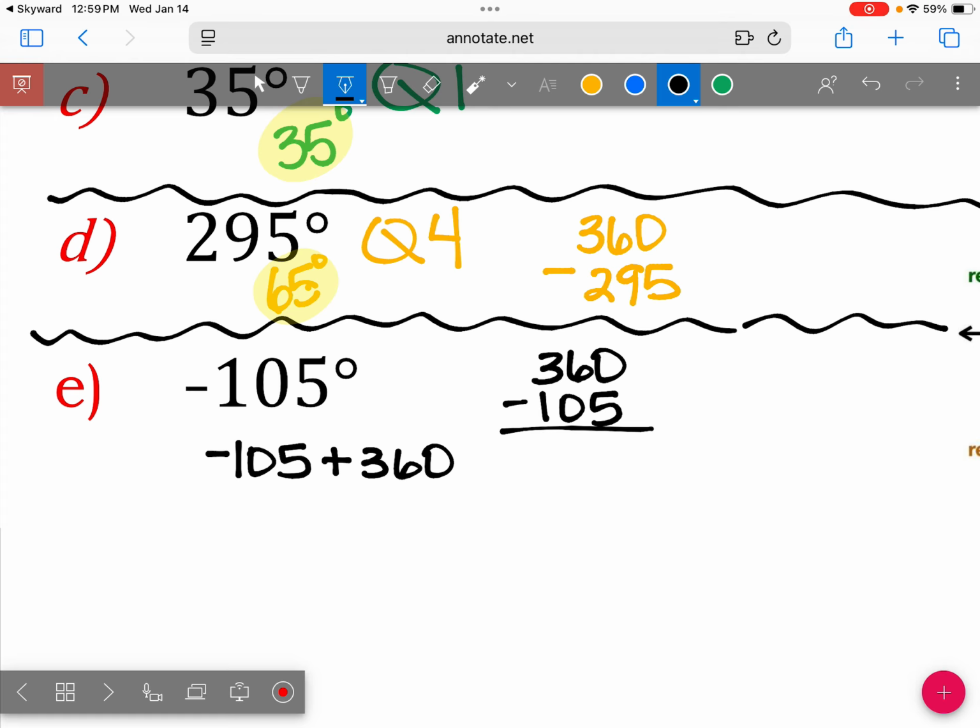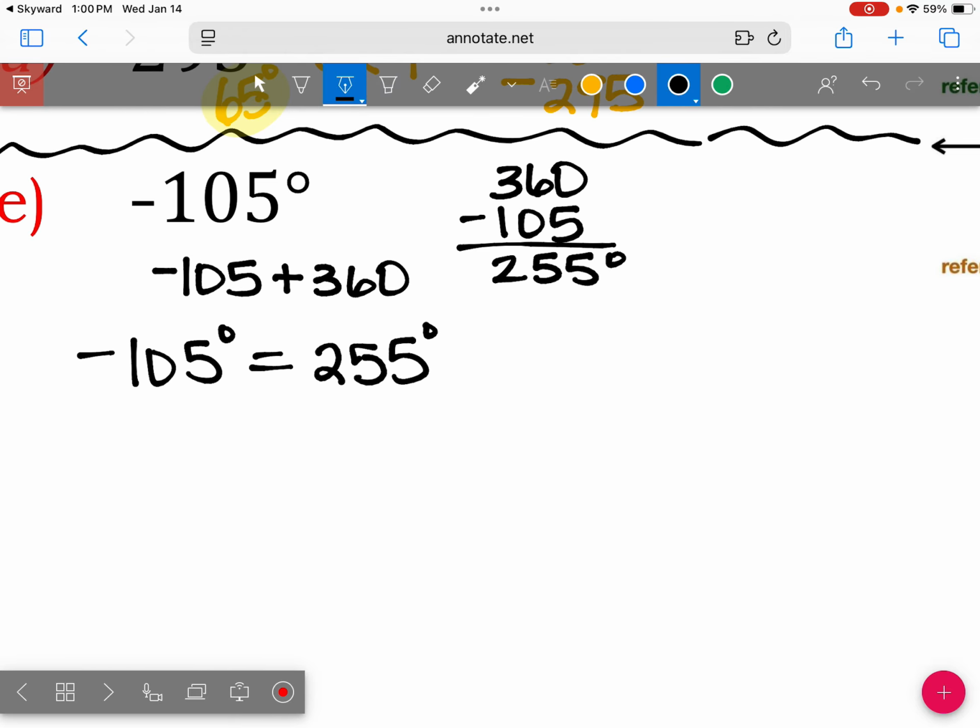Is it 155? 255? Is it 255? All right, 255. So it's 255 degrees. A negative 105 is the same thing as 255. So now that it's positive, show me with your fingers what quadrant we're in for a 255.